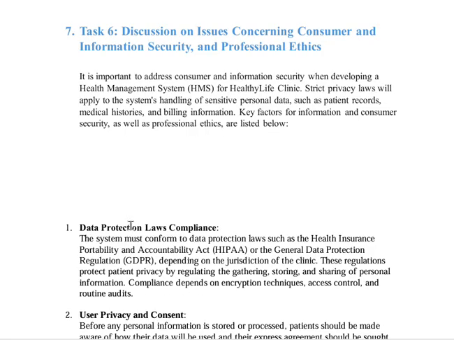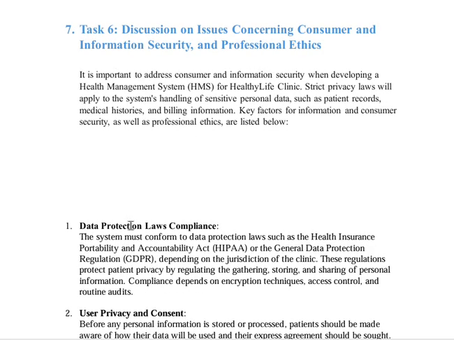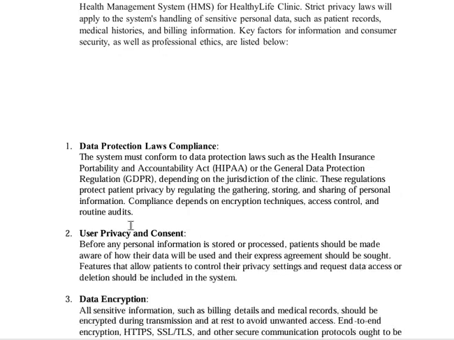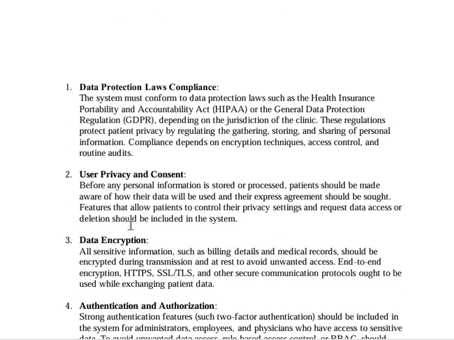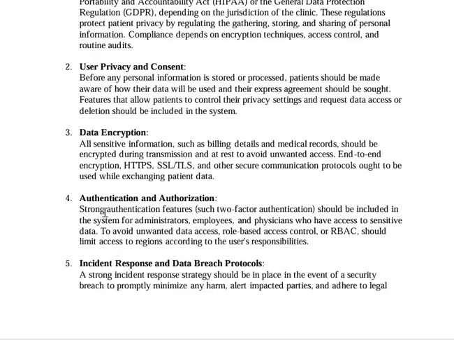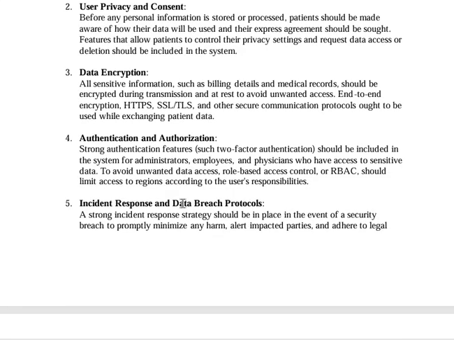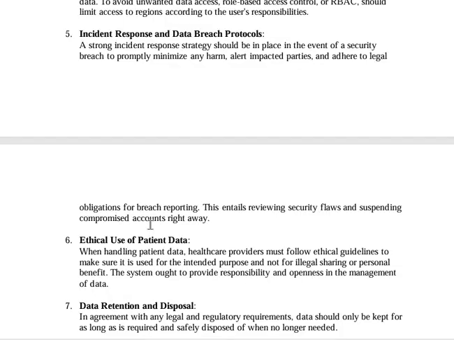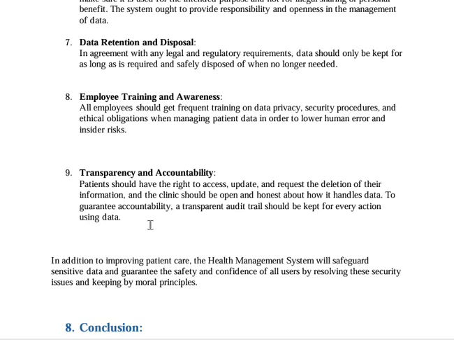Among the important concerns addressed for information security, there are data protection law compliance and user privacy and consent. We have data encryption, authentication, and authorization. Incident response and data breach protocols, these are the ethical concerns. So I have mentioned all the things.